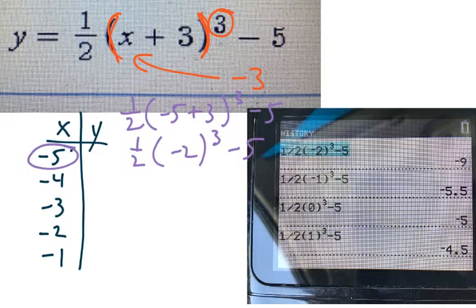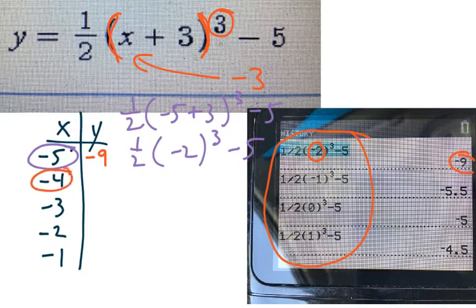Now, to speed things up a little bit, guys, I want to remind you how important it is to get more proficient with your calculator. And all of you should have your own calculator by now. But if you look at what I just popped on the screen over here to the right, I actually completed most of the table here. So as you can see, when I get -2 cubed minus 5, I get -9.